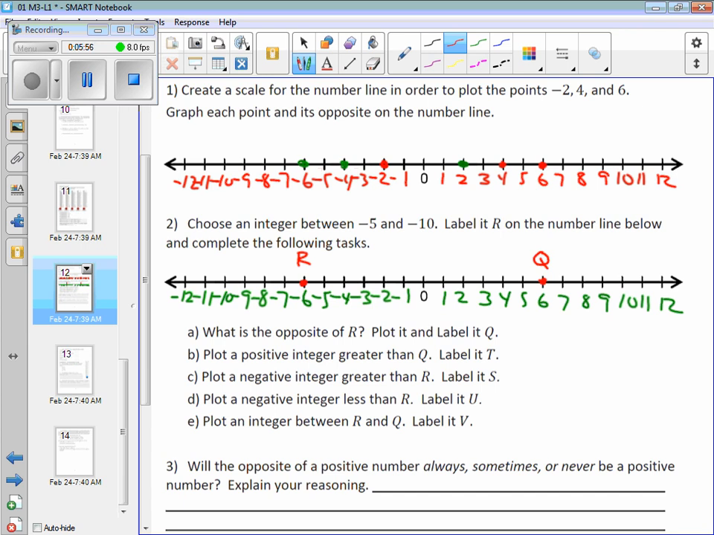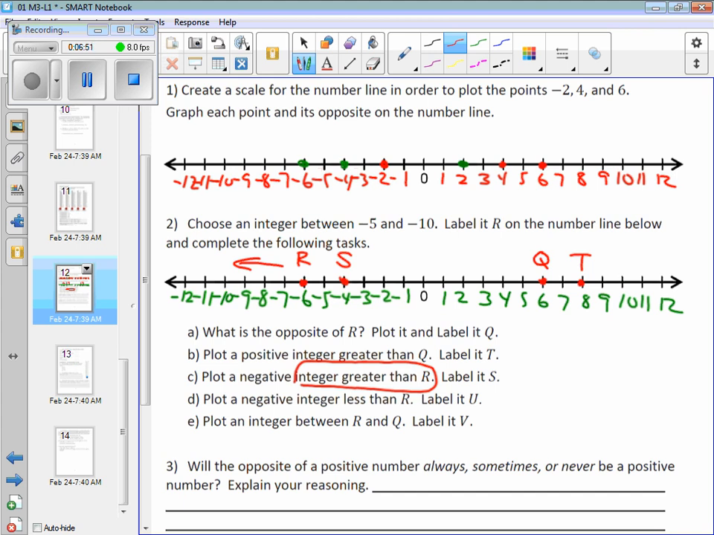Now we have to find a positive integer greater than Q. What'd you go with, Reggie? Okay. We're going to label that T, right? T. Okay, and then what was your negative integer greater than R? This is where many of you made a mistake. Okay. Your negative integer that's greater than R has to be to the right of R. Some of you saw negative 6 and went this way when you did your greater integer. No good. Because remember, everything to the right of this letter R is greater than that integer. What'd you choose? And that would work. I'm going to label that S.